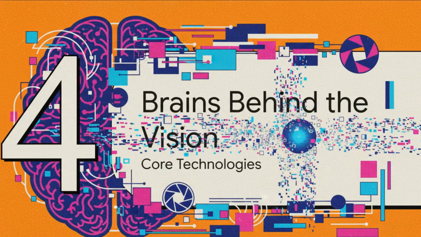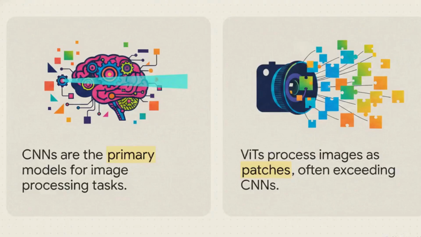Now for Section 4, the brains behind the vision. Let's get into the specific core technologies that act as the engine for all those steps we just covered. For a long time, convolutional neural networks, or CNNs for short, have been doing the heavy lifting here. They are fantastic at recognizing edges and textures by meticulously scanning across an image. But there's a new kid on the block, vision transformers, or ViTs. Instead of scanning left to right, ViTs process an image as patches. It's like looking at a giant puzzle and instantly understanding how all the individual pieces form the whole picture at once. Because of that architecture, ViTs are frequently outperforming those traditional CNNs.